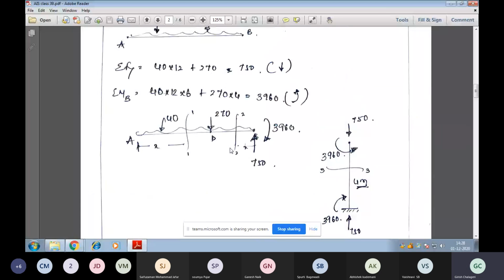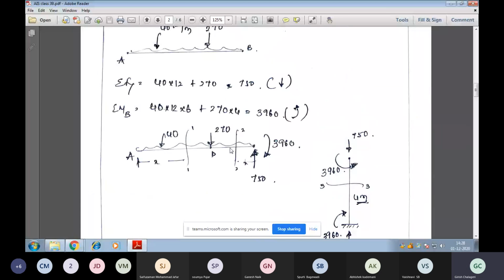Next, we are taking member BD. We are considering B as the origin. Even we can consider A as the origin, no problem, but we are considering B as the origin. So the distance between B to D is 0 to 4 meters. Let us consider a section at X from B here. Already we know the forces at B point: one is 750 upward, and clockwise is 3960. So when we take a section in between BD, the force will be 750 into X.